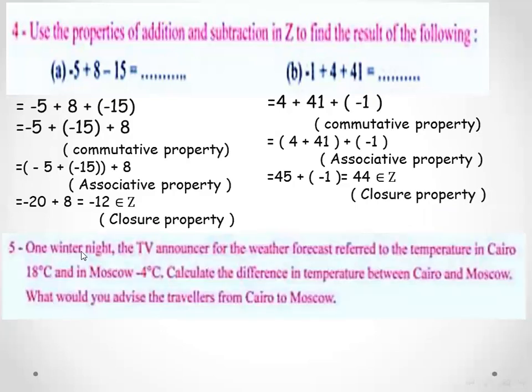One winter night, the TV announcer for the weather forecast referred to the temperature in Cairo, 18 degrees Celsius, and in Moscow, negative 4 degrees Celsius. Calculate the difference in temperature between Cairo and Moscow. Difference means I'm going to subtract. Cairo comes first, so I'm going to write the number of Cairo first, then minus Moscow, negative 4. Minus negative is going to be plus. 18 plus 4 equals 22 degrees Celsius.